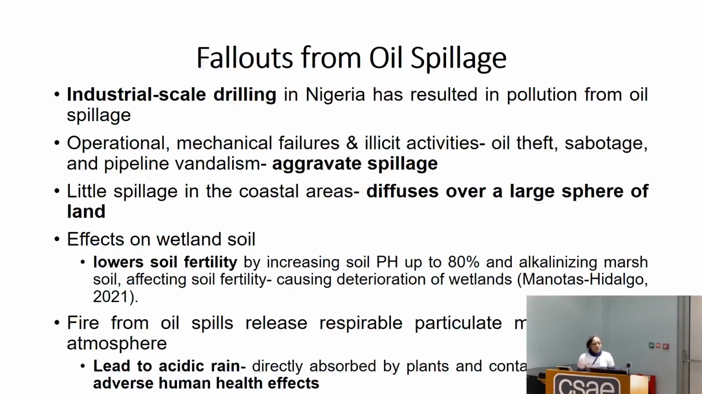What are the fallouts from this spillage? Industrial scale drilling in Nigeria has resulted in pollution from oil spillage. Operational mechanical failures and illicit activities have also ensued. That is, we have sabotage and pipeline vandalism, which have aggravated the issue of spillages. We have little spillages in coastal areas that diffuse to other areas across the Niger Delta. Then we have the effect on wetland soil, lowering its fertility, and it also results in incidences of fire that lead to respirable particulate matter that can affect the health of human beings. It also leads to issues of acid rain and the like.